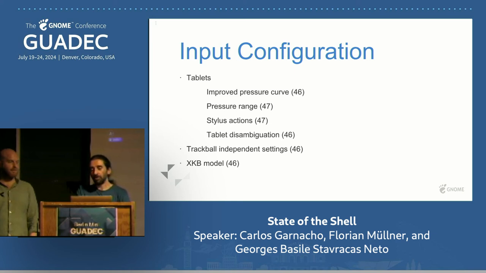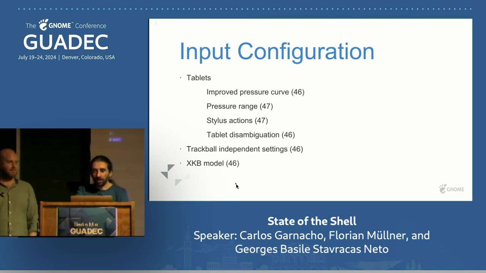There is also tablet disambiguation, which is most relevant for professional artist setups. Imagine there are tablets which are attached to a display, and people even have two of them, of the same identical brand and model. So we can now disambiguate which one is left and which one is right, so we always configure the left one as the left one and the right one as the right one. It's a convenience for really advanced setups.